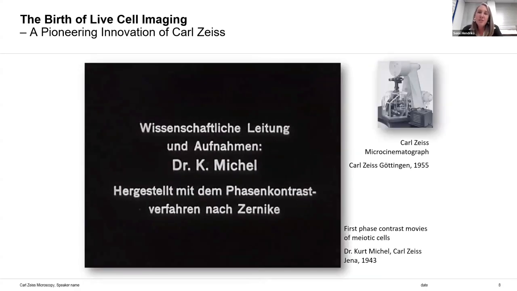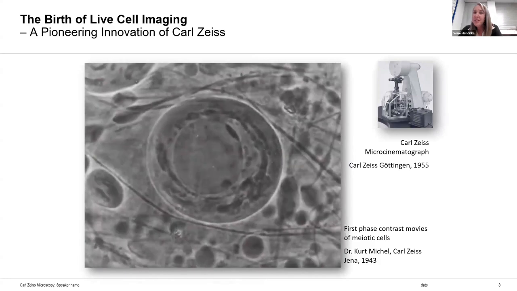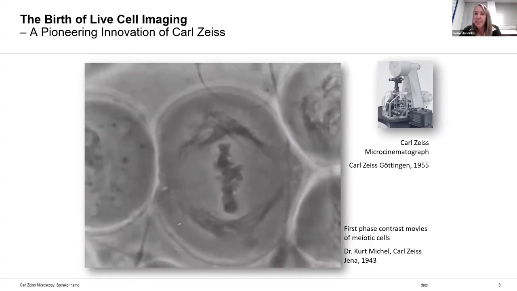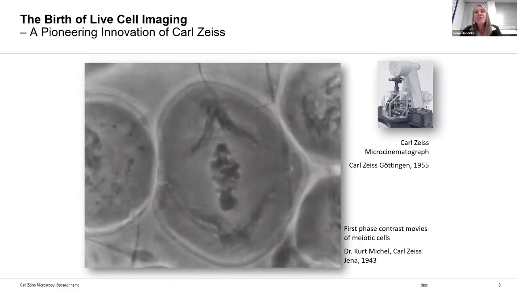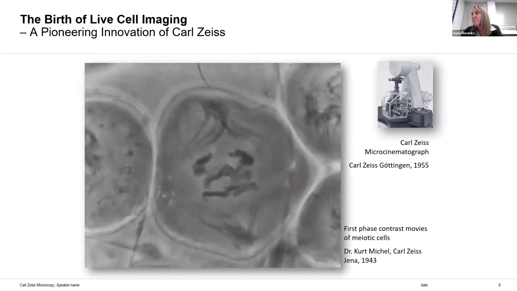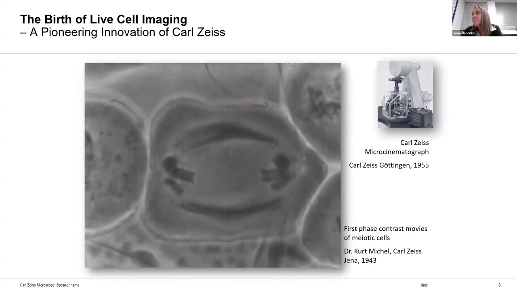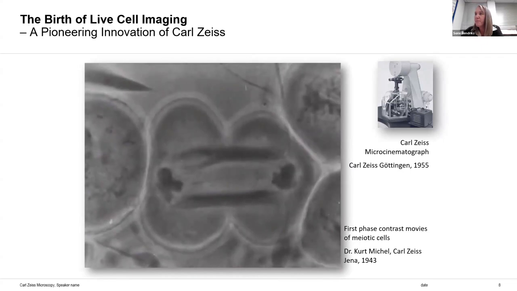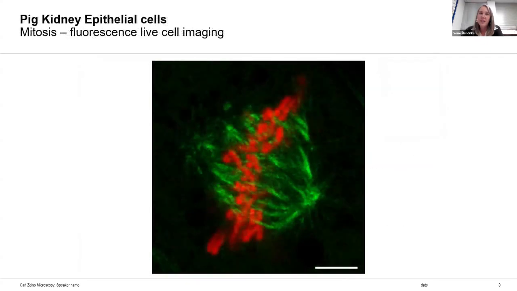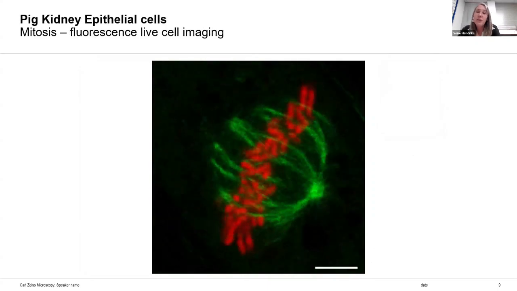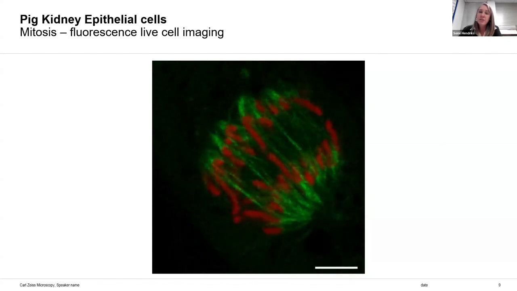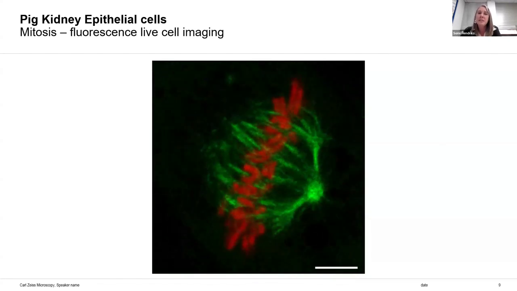Now, one of the first movies taken with such a system, here we can see the cell division process of cells from a grasshopper using phase contrast illumination. And this enabled us to see microtubules and chromosomes as the cells divide. Today, we still look at a lot of similar processes, like in this example, where you can see a cell going through mitosis and the chromosomes being separated by the mitotic spindle.